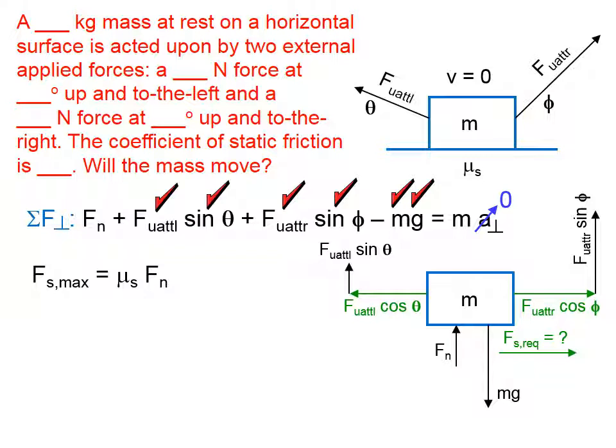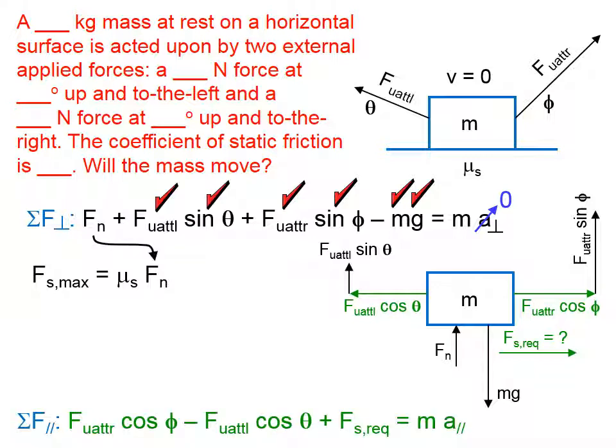Now, static friction could range from a value of 0 to some maximum value. And the maximum value that the static friction force could have is equal to the coefficient of static friction, which we're given, times the normal force, which from this first Newton's second law equation we are able to calculate. Therefore, we could calculate the maximum amount of static friction that is possible in this situation.